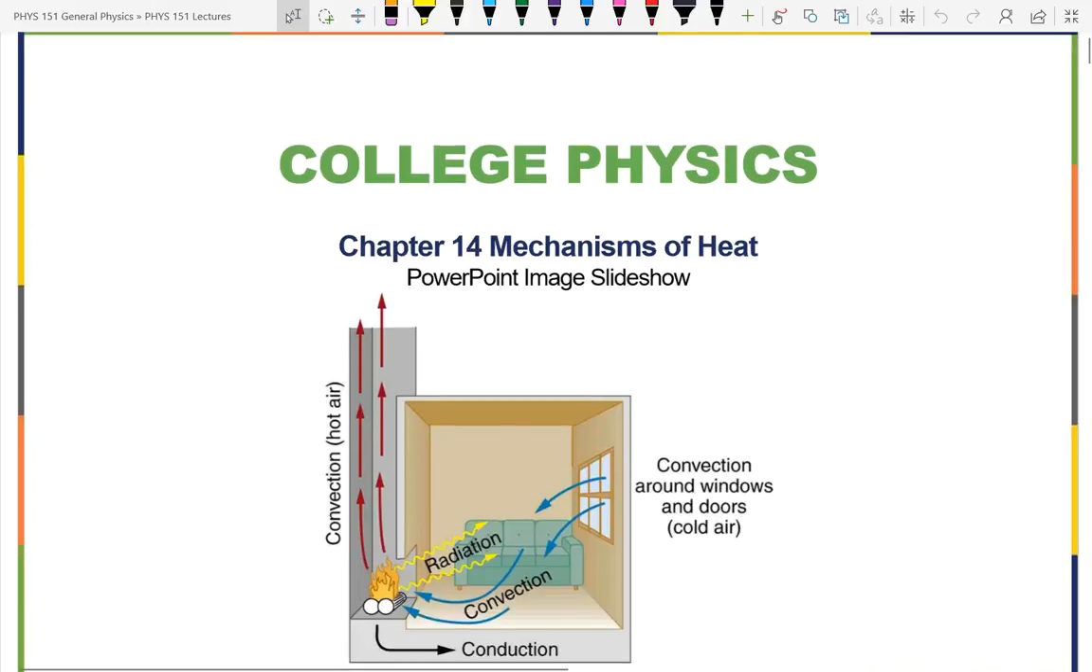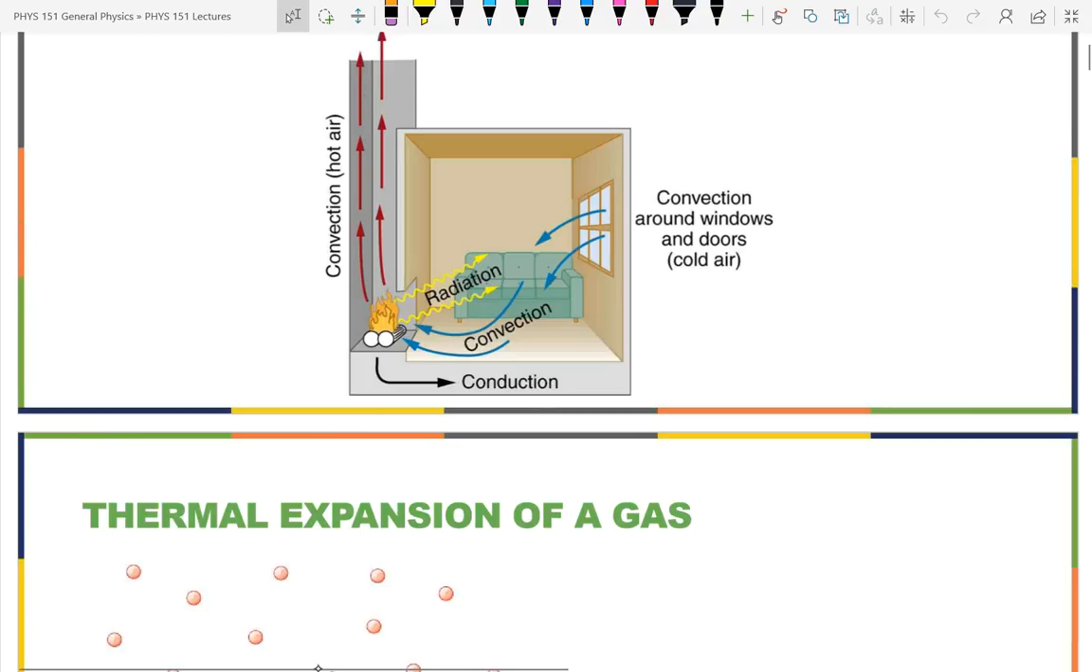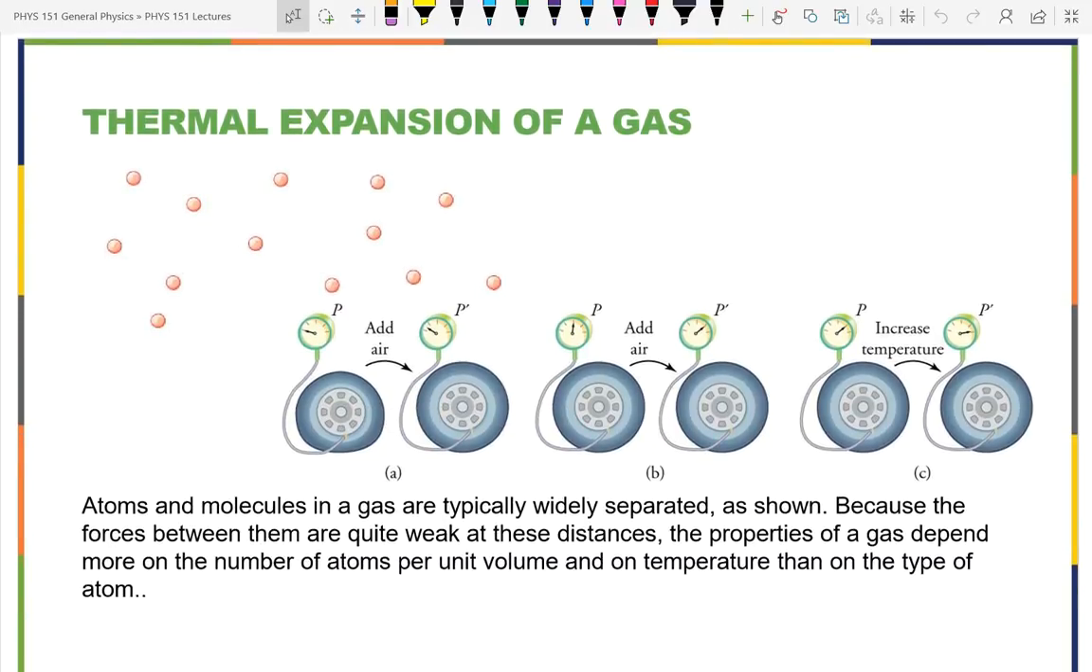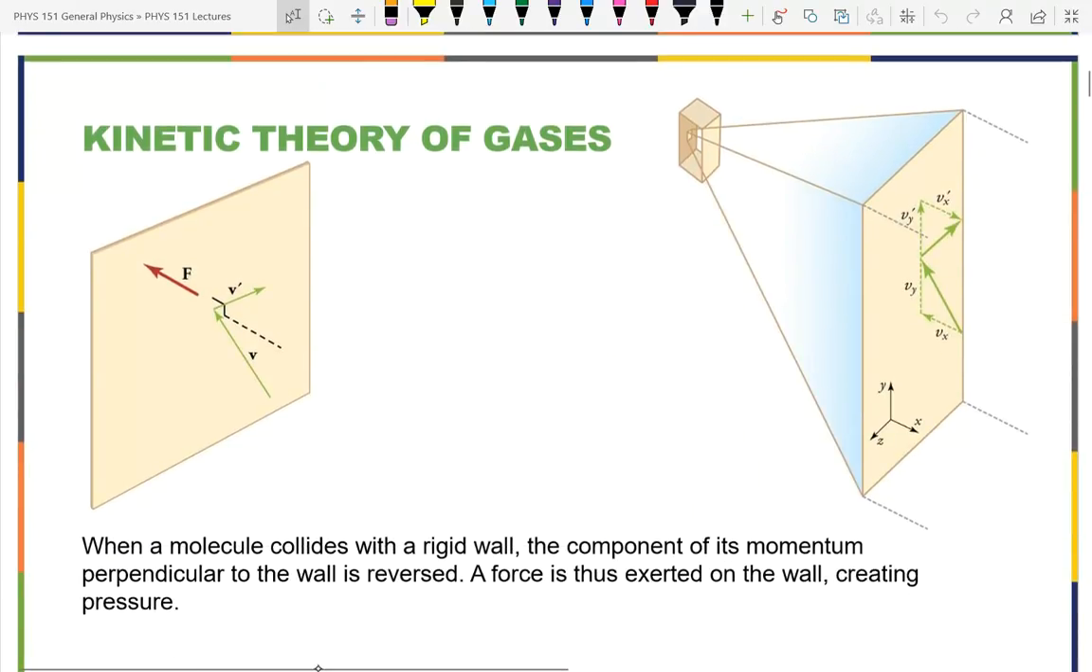We are going to talk mostly about the kinetic theory of gases and then get into the mechanisms of heating. So this picture will come up again for mechanisms of heating. I've already talked about this slide enough. I was going to delete it and didn't. So let's get right into the kinetic theory of gases.